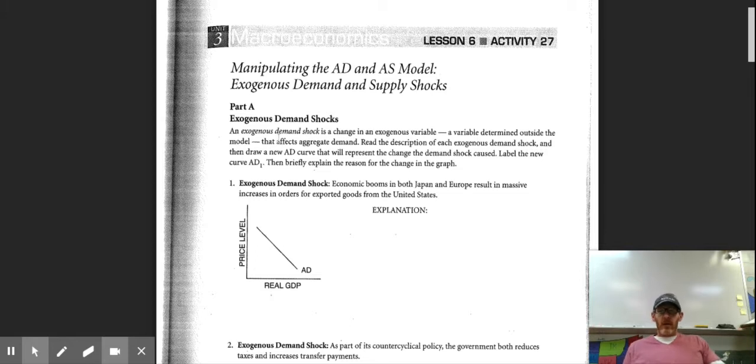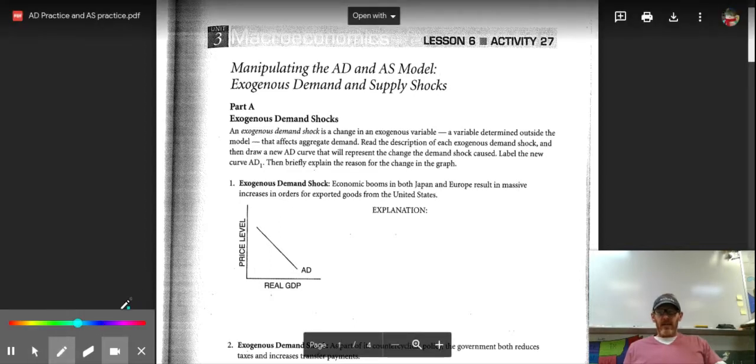So here on part A, they're talking about demand shocks, things that change that will affect our aggregate demand, right? The C plus I plus G plus X. So let's look at this first one in this demand shock. Economic booms in Japan and Europe result in massive increases in orders for exported goods to America. Well, we know that if we export more, then that's good. So we will have AD go in this direction, right?